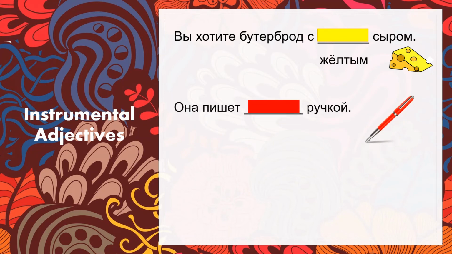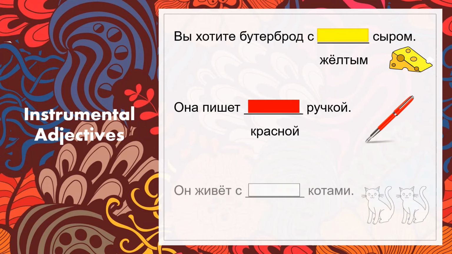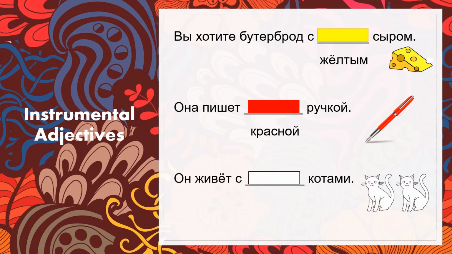Она пишет ручкой. She writes with a pen. What kind of pen? Она пишет красной ручкой. Okay? And our last example, он живет с котами. He lives with cats. What kind of cats? Он живет с белыми котами.